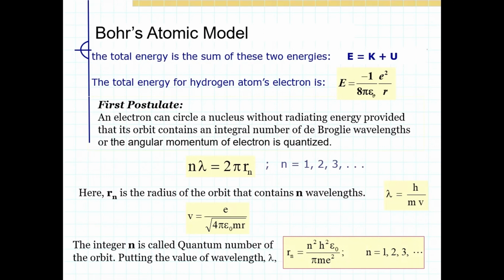Then we come to know that r n is basically proportional to n squared. And the other constants are h square epsilon naught divided by pi, the mass of the electron, and e, the charge of the electron, squared, where n can be 1, 2, 3, 4. So it is proportional to n squared. This n was called the quantum number for the orbit, or orbital quantum number, or principal quantum number. This n is an integer, and it puts wavelengths fixed.